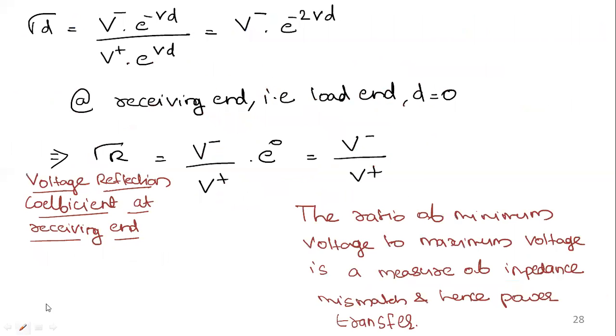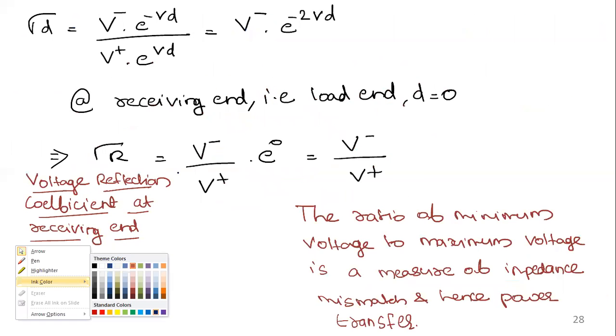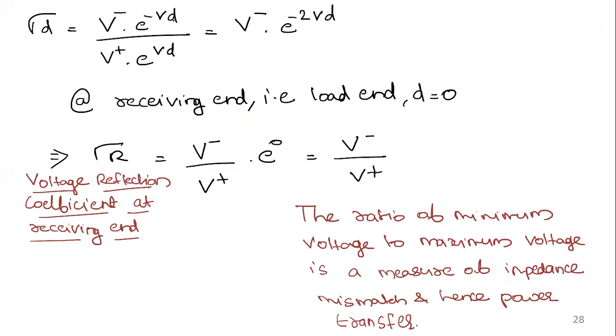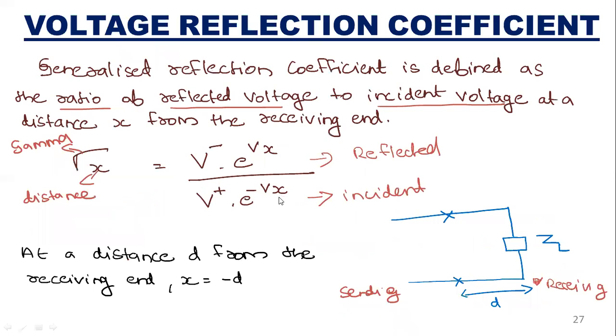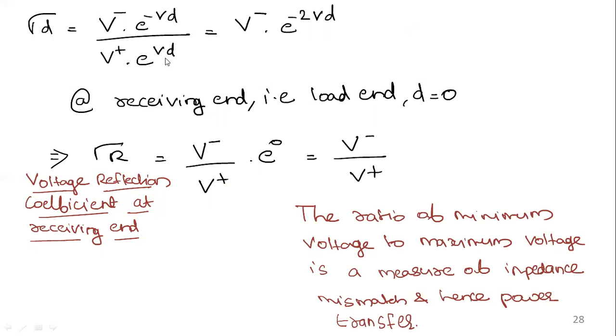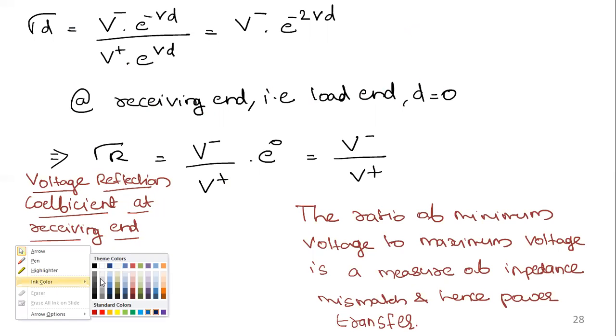Then we can write gamma d is equal to V minus into e raised to minus gamma d divided by V plus into e raised to gamma d. Since x is equal to minus d, we put x is equal to minus d in this equation, so this also becomes minus d, and the denominator becomes plus e raised to gamma d. Then we can take that e raised to gamma d to the numerator, which makes it V minus into e raised to minus 2 gamma d.